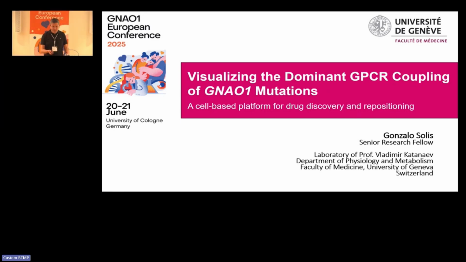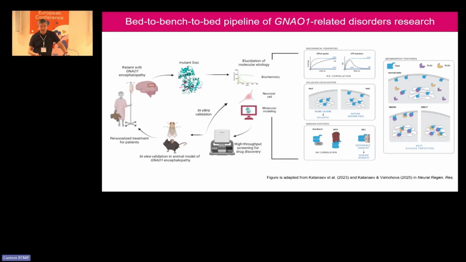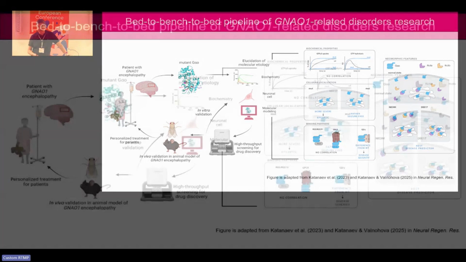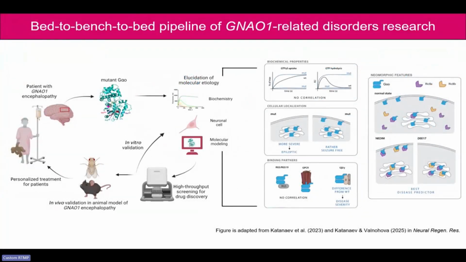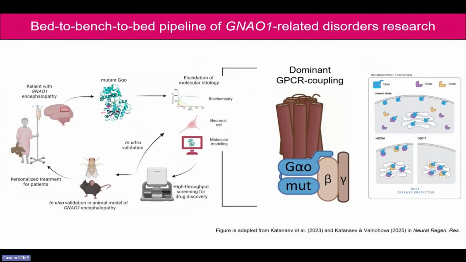My talk is visualizing the dominant GPCR coupling of GNAO1 mutations. Basically, you have seen this slide already. That is what we do in the lab of Vladimir Katanaev. I will be focusing mainly on this particular dominant mutant function that has been described for G-alpha mutants. That is what we call the dominant GPCR coupling.